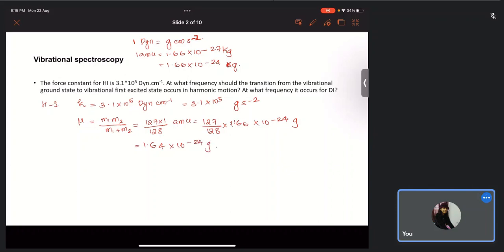And so this is where we were, and now we have to find what is omega OSC. We are looking at the V equal to 0 to V equal to 1 transition. So omega OSC in centimeter inverse is 1 by 2 pi c into root of k by mu.